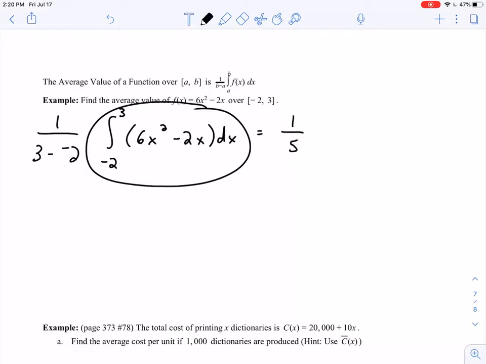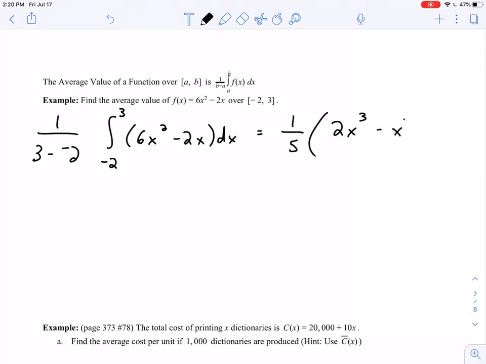Here I need to find my antiderivative, so let's see, I will have, what will I have there? 2x to the third, there we go, minus x squared, evaluated at 3 and negative 2.